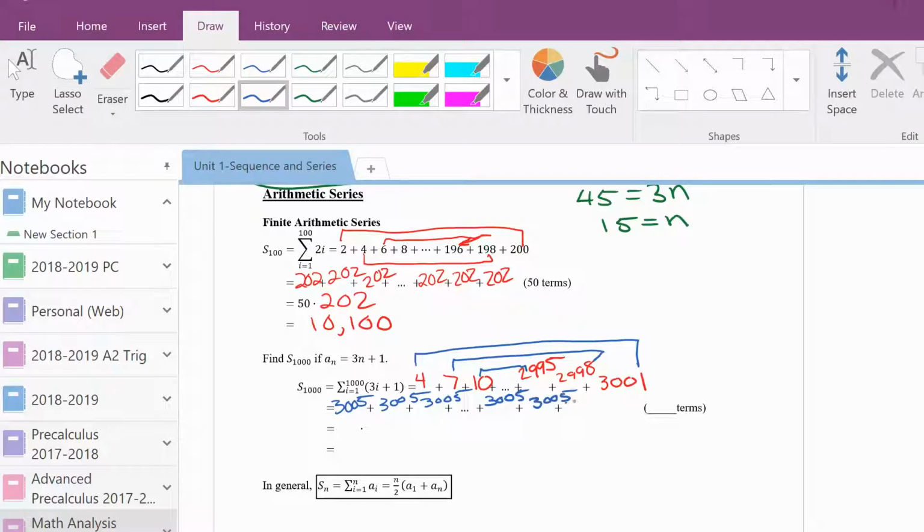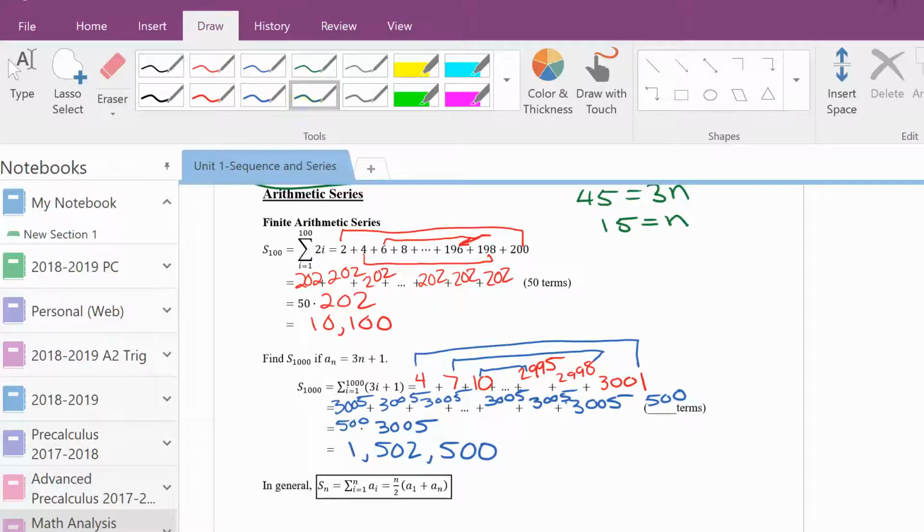So now, if you have 1,000 terms and you pair them up into groups of 2, that means you're going to have 500 pairs. So that means 500 times 3,005 will give you your sum, and that means it is 1,502,500.